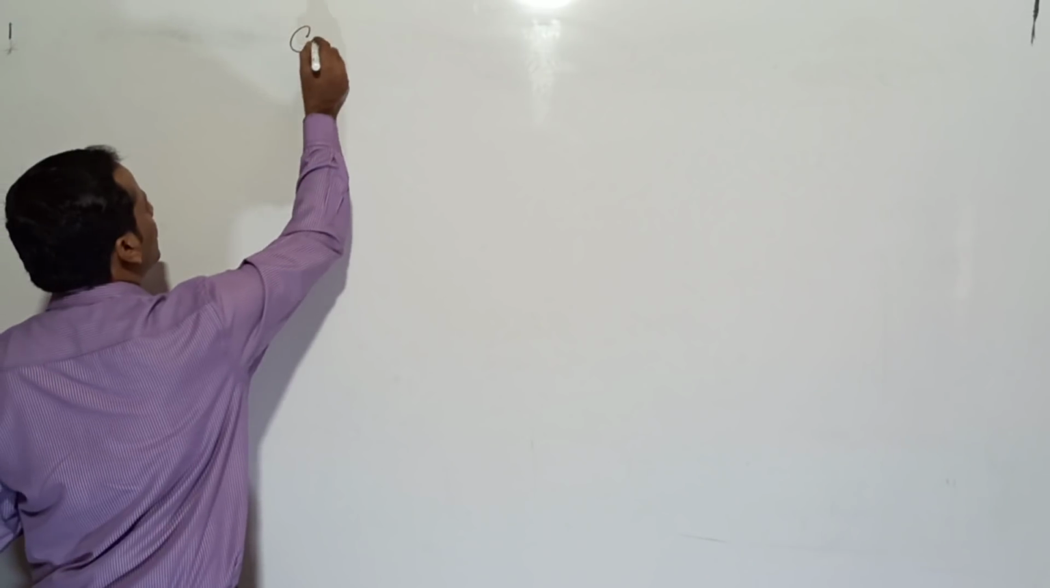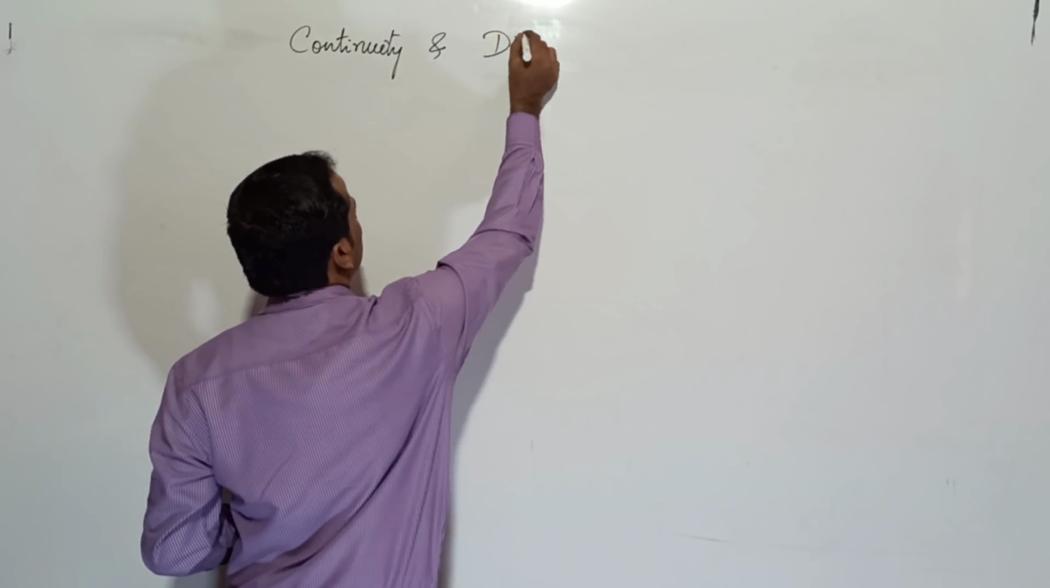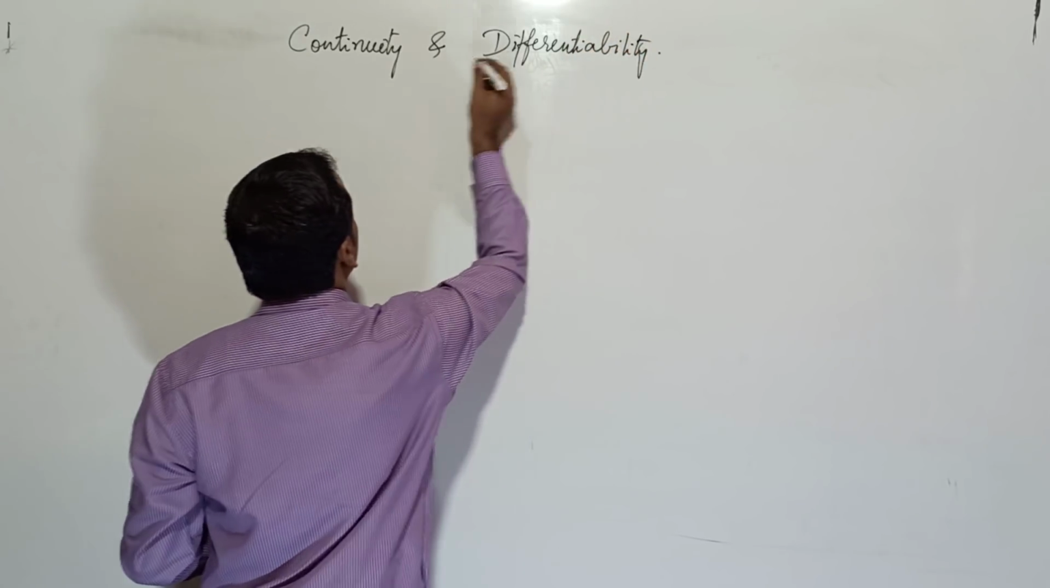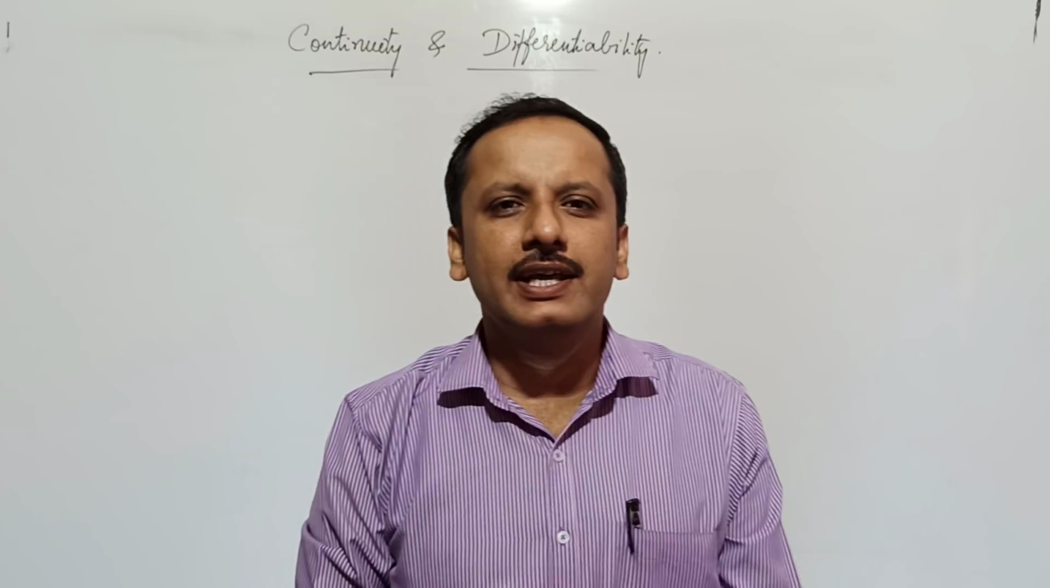Differential calculus includes limits, which you have already studied in your first PUC, continuity, differentiability, derivatives, some part of which we have studied already, and the applications of derivatives. So, the first chapter here in differential calculus is continuity and differentiability. To understand continuity, one must know what limits are.